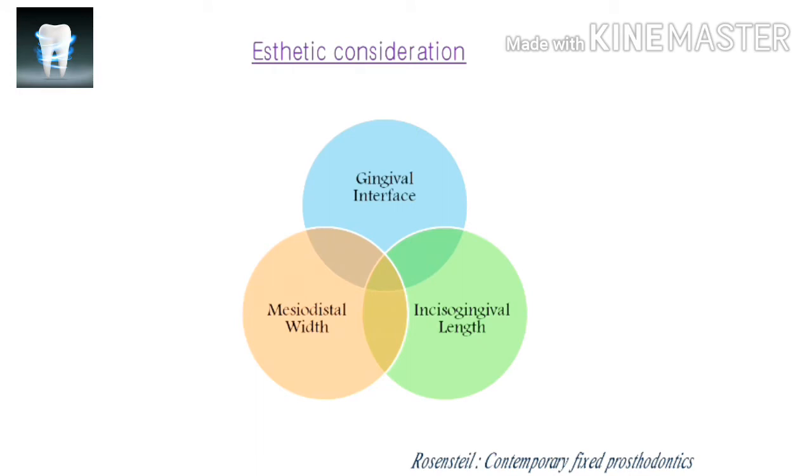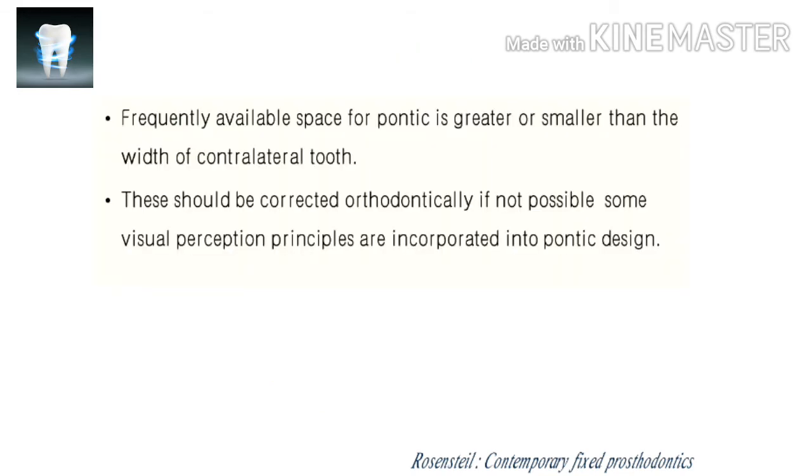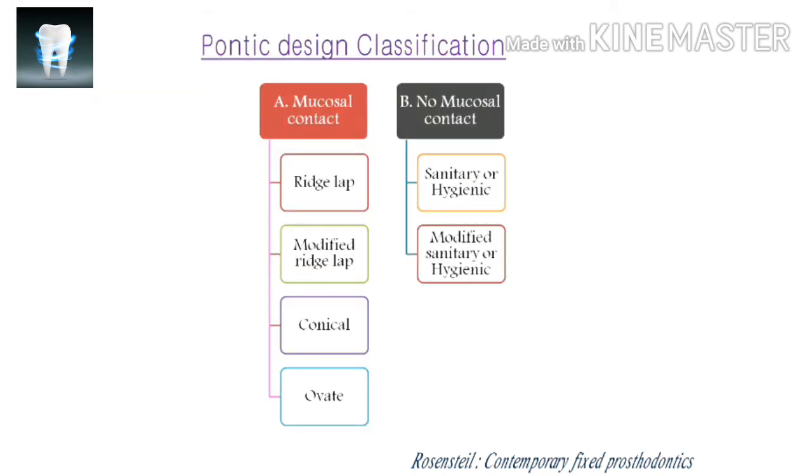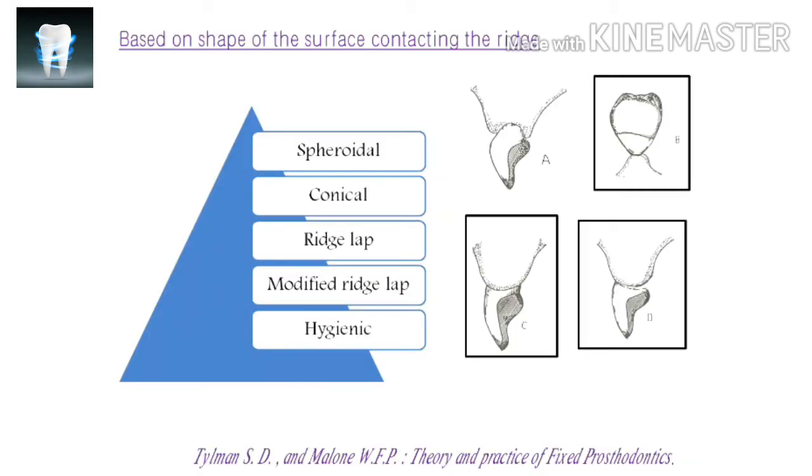Aesthetic considerations, mainly three, that is gingival interface, mesiodistal width and incisogingival length. If the space available for pontic is less, then it should be orthodontically corrected. The pontic design classification has mainly two categories, mucosal contact and non-mucosal contact. In mucosal contact comes the ridge lap, modified ridge lap, conical and ovate, and non-mucosal contact includes sanitary and modified sanitary pontic.